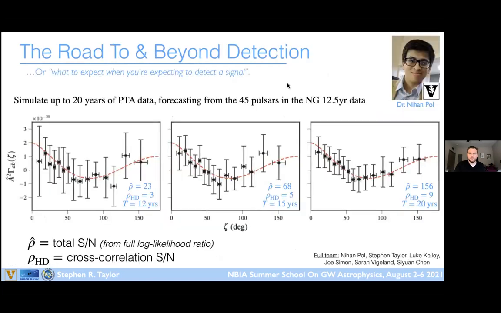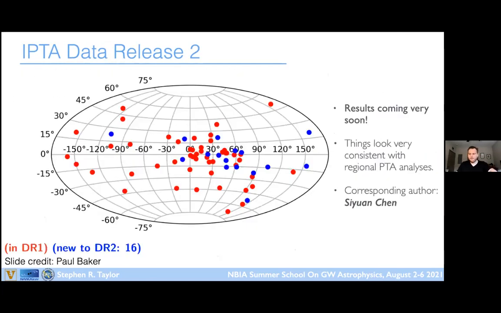Steven? Yes? You mentioned a few slides before that one maybe should go to creating an adaptive noise function for each of the pulsars. How would you approach that? Are there people working on that already? There are people working on that.